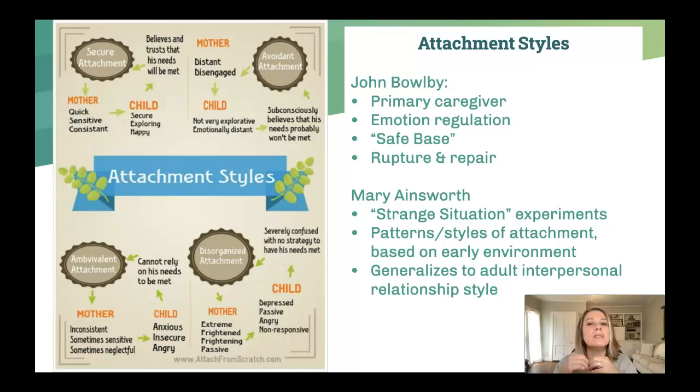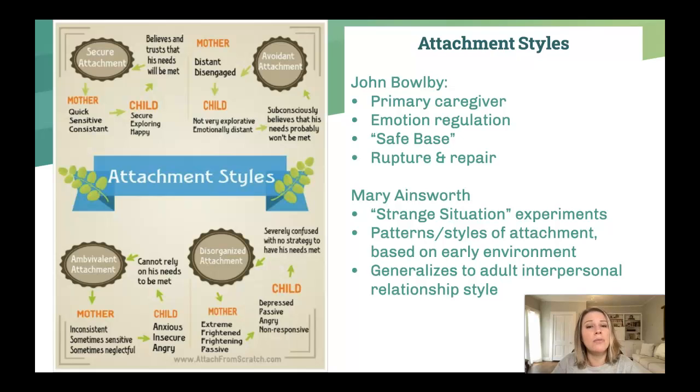But when a caregiver is distant and disengaged, such as when they have not yet healed from their own trauma or they're depressed or addicted to a substance, then the child becomes emotionally distant and not very explorative. The child subconsciously believes that their needs probably won't be met. Or when a caregiver is inconsistent, sometimes sensitive, but sometimes neglectful, the child becomes anxious, insecure, and angry. The child can't rely on their needs being met, and they become preoccupied with worry.